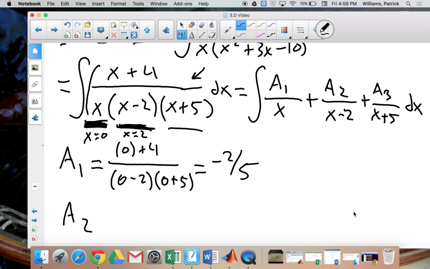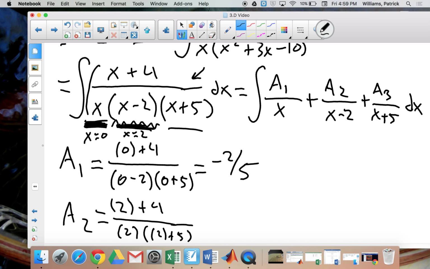So if we do that, we'll end up getting 2 plus 4 over 2 times 2 plus 5. Okay? Remember, it's called the cover-up method because we cover up this second term. If we didn't cover that up and we plugged in x equals 2, we would get 0 in the denominator, bad news bears, nothing would be able to happen. If we plug this in and solve, this will give us 3/7. Okay, interesting fraction right there.